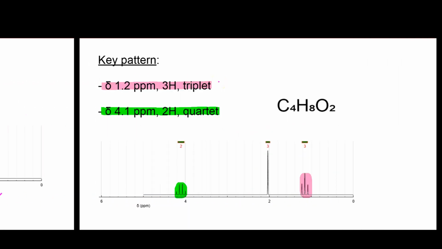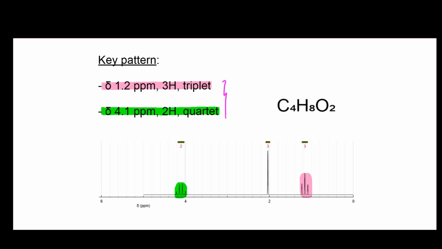A 3-hydrogen triplet together with a 2-hydrogen quartet is a classic ethyl group. The CH₃ group is split by the neighboring CH₂, giving a triplet because of the n+1 rule. 2 plus 1 equals 3. So, a triplet, or multiplicity equals 3. The CH₂ group is split by the neighboring CH₃, giving a quartet because 3 plus 1 equals 4. Multiplicity equals 4. So, we likely have a CH₂-CH₃ fragment.